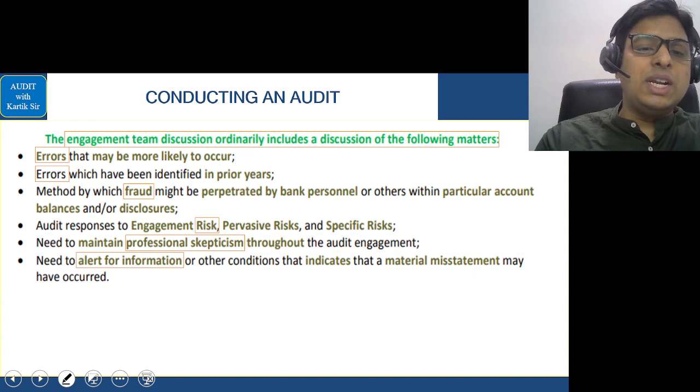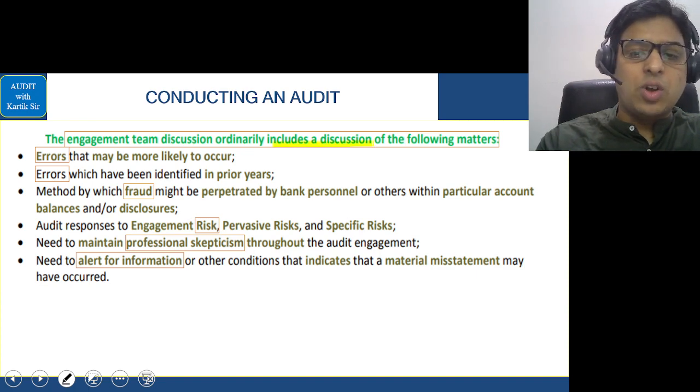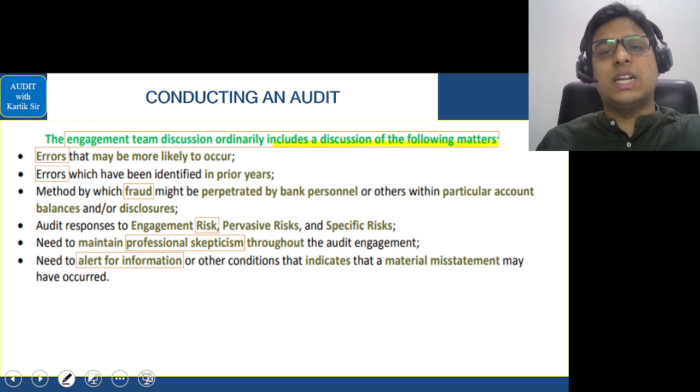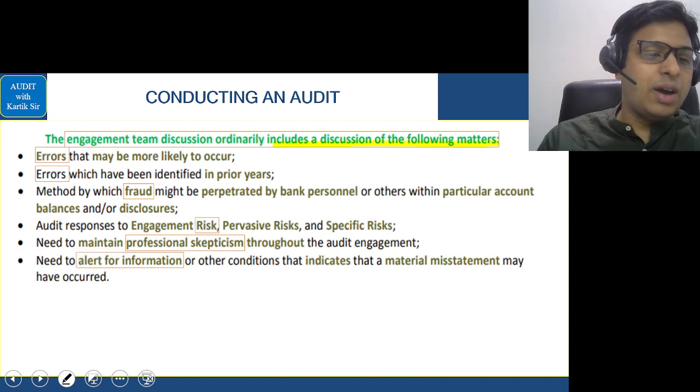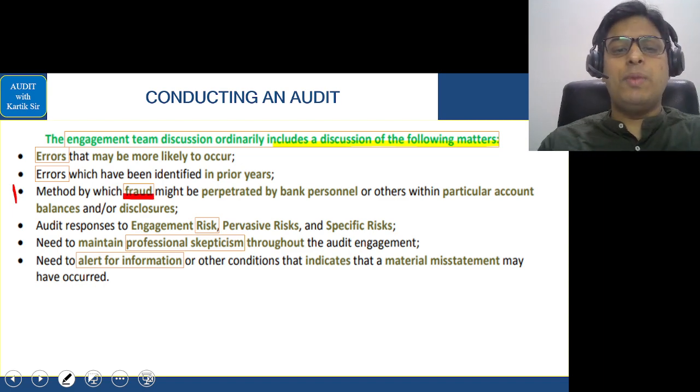Now, the engagement team discussion ordinarily includes a discussion on the following matters. So, what are the matters that they are given here? Let's go with our code FREPA. So, just keep the marking here. This is your first point: Fraud. Matters by which fraud might be perpetrated.